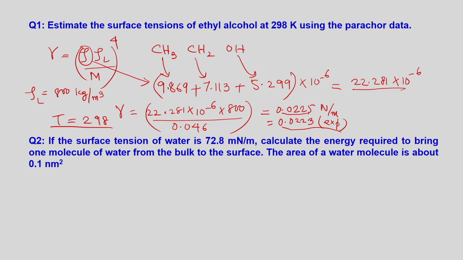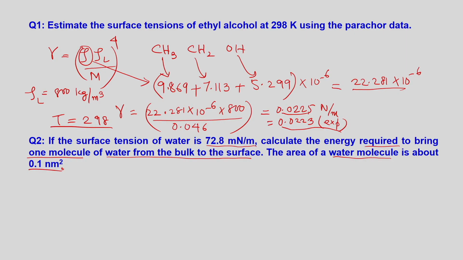The next question: if the surface tension of water is 72.8 millinewton per meter, calculate the energy required to bring one molecule of water from the bulk to the surface. The area of a water molecule is given as 0.1 nanometer square. You know the water surface tension at 298 Kelvin is this much, so how much extra energy do I require to bring a particular molecule of water onto the surface?